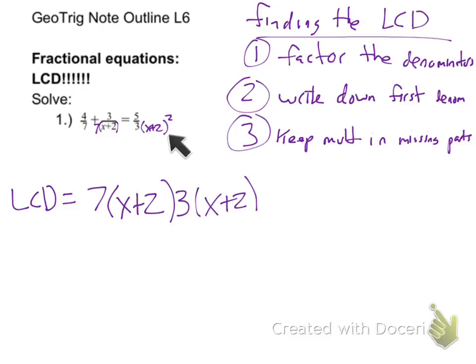Guys, okay, listen up. Let me say this. Yes, it's just give me x plus 2 squared. As I said, you have to take the most that any individual has. This guy only has 1 x plus 2, but this guy has 2 of them. So you need to have 2 of them. That's what I'm trying to get to.